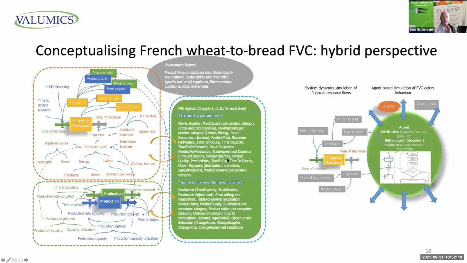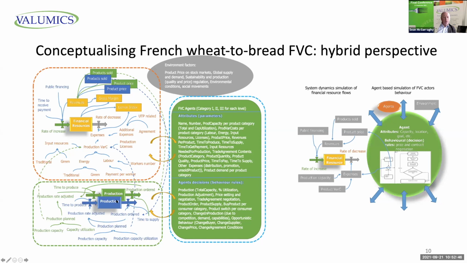So this again is perhaps a rather technical slide, so maybe I'll just very quickly go through it. A food value chain agent has attributes, things like its name, its number, its product capacity, and so on. It also has decisions or behavior rules. So what's its production? That will depend on its total capacity, its percentage utilization, production adjustment, and so on. It will have another behavior around price setting and negotiation. And all of these are going back to the cognitive map then.